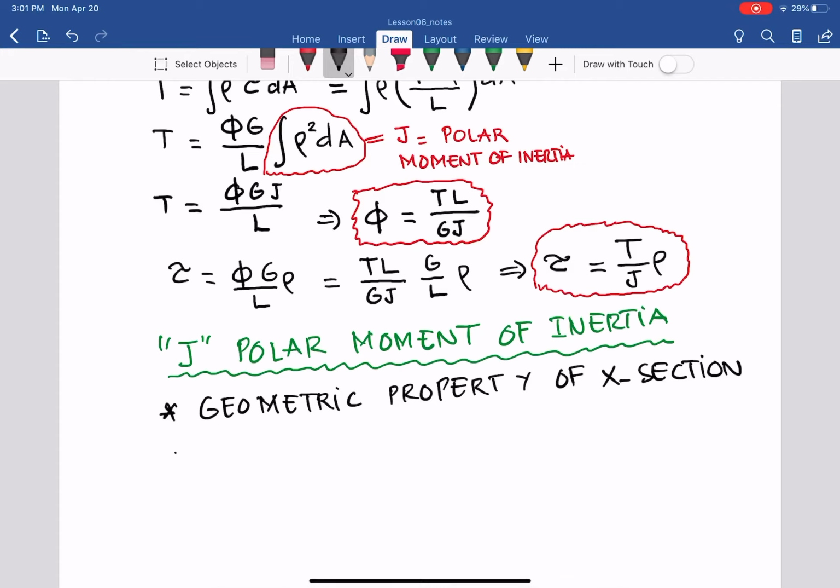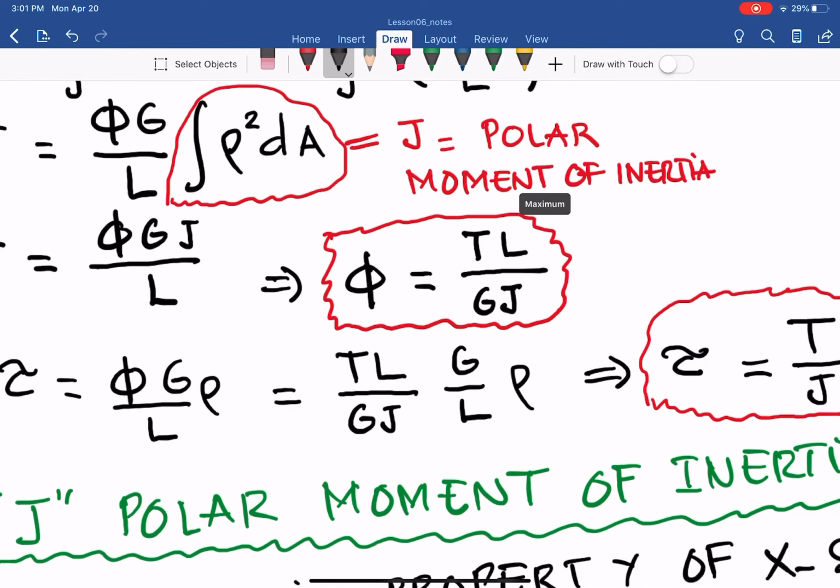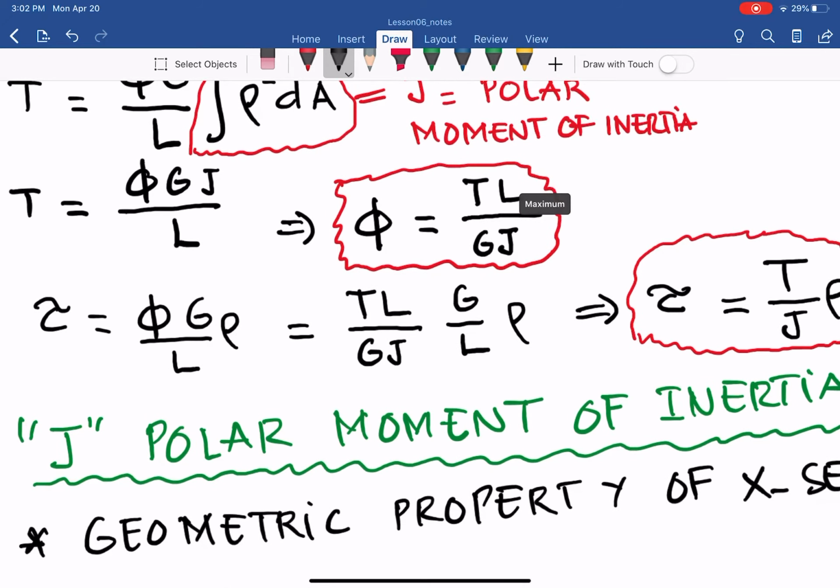And as you can see here, if J is big, then the angle of twist phi is small. If J, the polar moment of inertia, is small, then the angle of twist is big. So what does that mean? If the same torsion is applied and the cross section has a smaller J, then the angle of twist is bigger, and vice versa. So J is resistant to the twisting, resistant to the torsion.